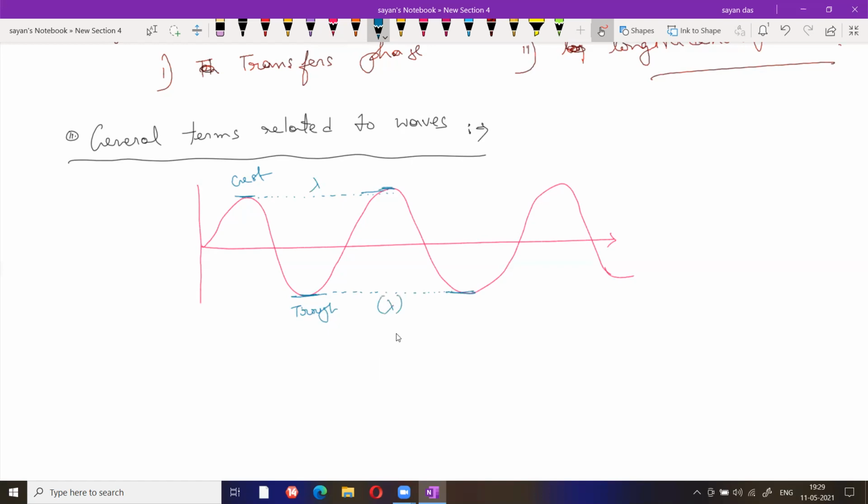All the definitions, and the unit of lambda, I will do later. And this one, the minima or the maximum, this is called amplitude.